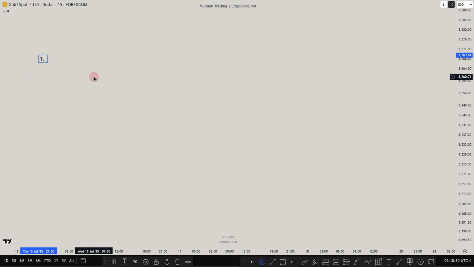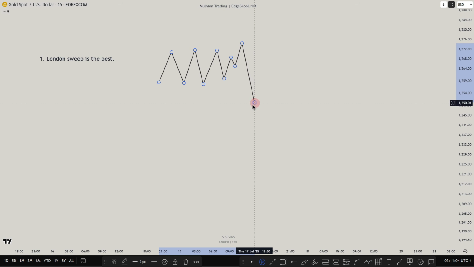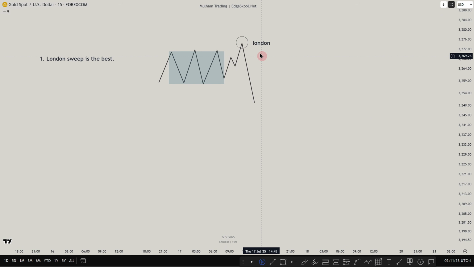So the first one is London sweep is the best. It's the highest probability setup that you can actually catch. So trading the sweep of Asia, and then when London starts, sweep going lower, that is your best setup. So after 2 a.m., this is London here, sweeping Asia high. This is your best setup. This is the best sweep that you can actually take.